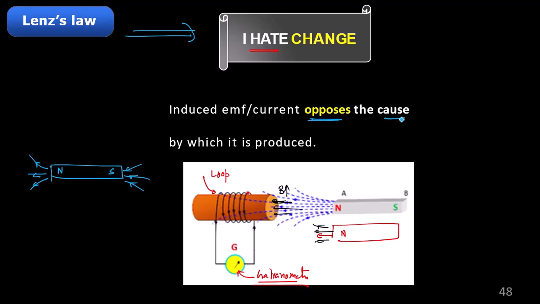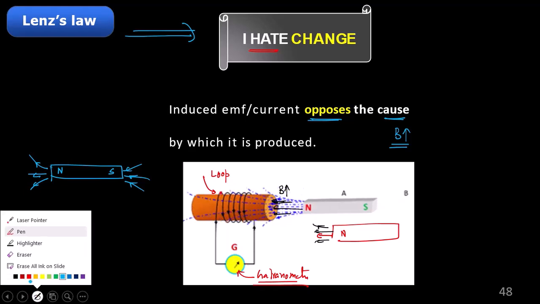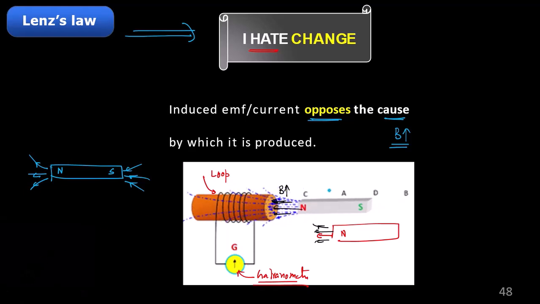What is the cause? In this case, the cause is the increase in B, the black color B. This increase in B is the cause. Now the loop will try to produce another magnetic field in the opposite direction, so that the effect of this increase in B can be eliminated. So the loop will try to produce a magnetic field in this direction. The red colored magnetic field is produced by the loop, and that's why this is known as the induced magnetic field.